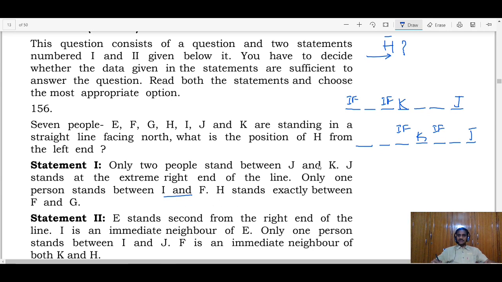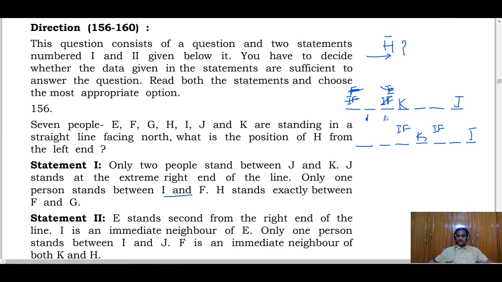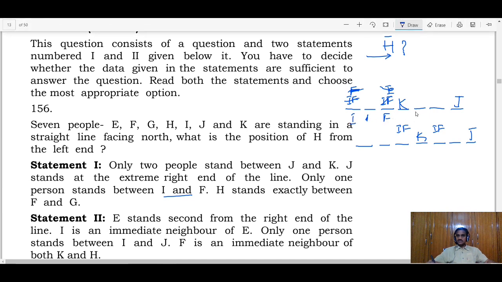H stands exactly between F and G. Wherever F is, there is no chance for G to be there. Suppose F is here, H can be here. What do you mean by exactly between? It means H is not in the middle of the row; if F is here, I is here. Now H is exactly between F and G. F cannot be here. And next, if F is here, then I will be here. H sits exactly between F and G. This is also not possible. Next one.